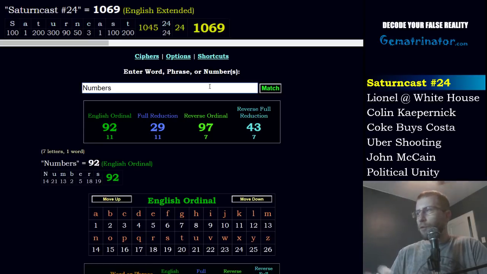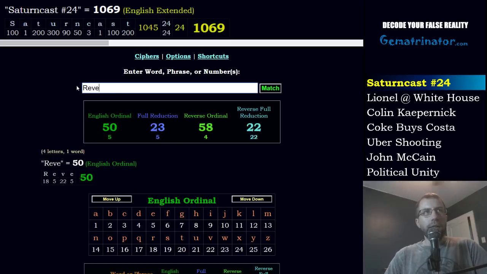Using the alphabetic order, the word numbers has a value of 92. N the 14th letter, U the 21st, M the 13th, and so on and so forth. You add these together, you get the number 92. Well, in the reverse alphabetic order, the word reverse equals 92 as well. My name, Derek, sums to 92.